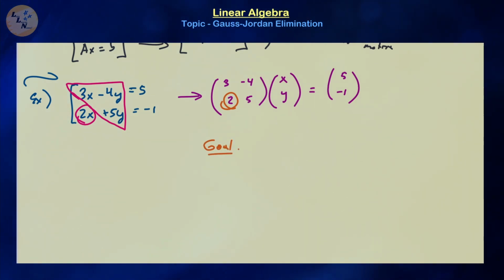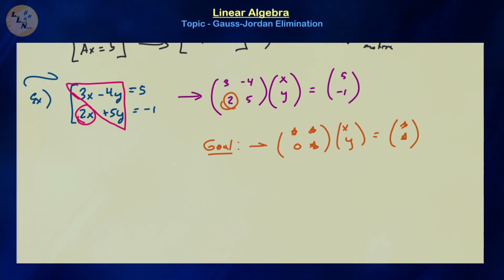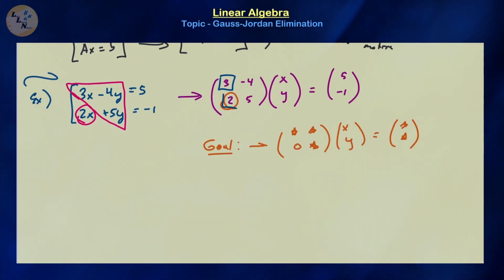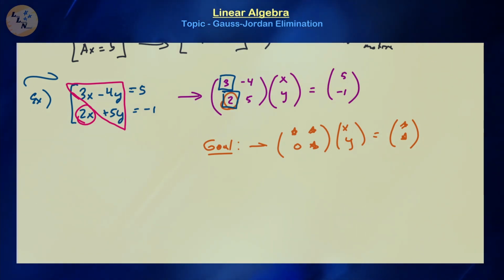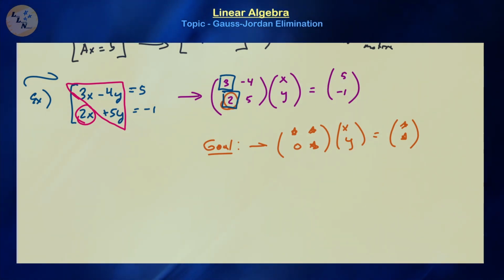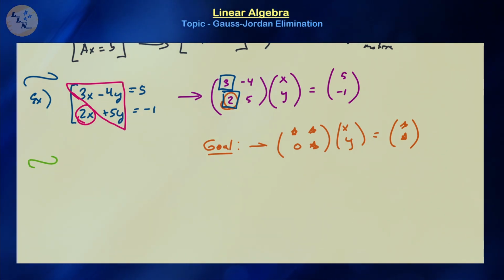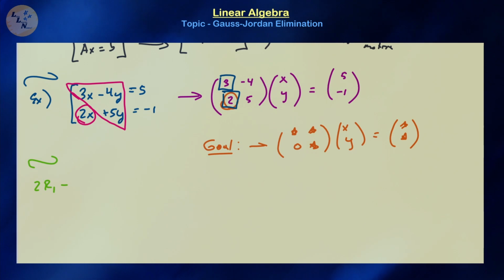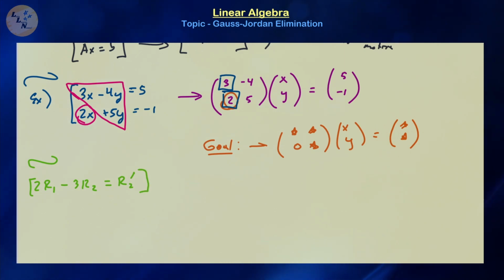So our goal is to transform this into something, 0, something times x, y is equal to something, while preserving that solution x, y. What I want to do is focus on these coefficients 3 and 2. If that was 3 and 3, 3 minus 3 would be 0 and I could eliminate one of them. But 3 and 2 are not the same number, so I need to transform these into the same exact coefficient. So what I can do is 2 times row 1 minus 3 times row 2, and I'm going to define that to be our new row 2.